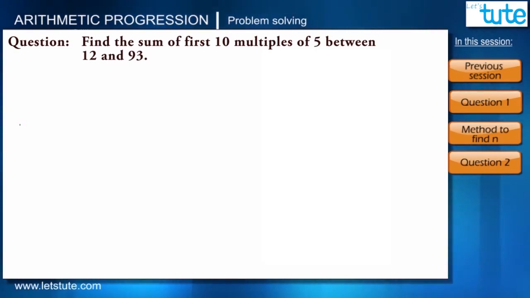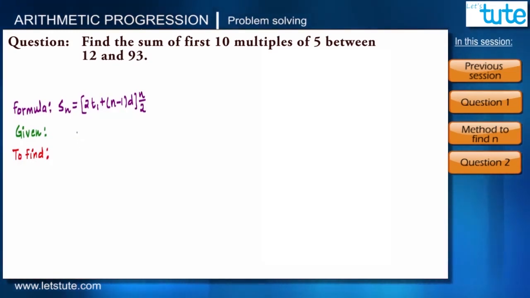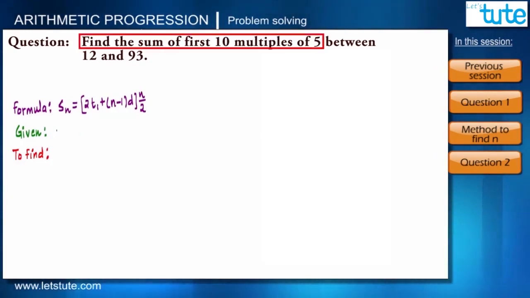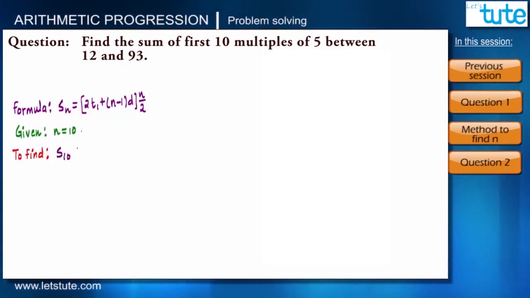Now this time you should tell me what is given and what is to be found. First of all, the question says to find the sum of the numbers. That means we will use the second formula, Sn. So read the question carefully and write down what is given. It says find the first 10 multiples of 5. How many multiples? 10. That means n is given to us. There will be 10 multiples of 5 and we will have to add them, right? So now we have to find T1 and D only.